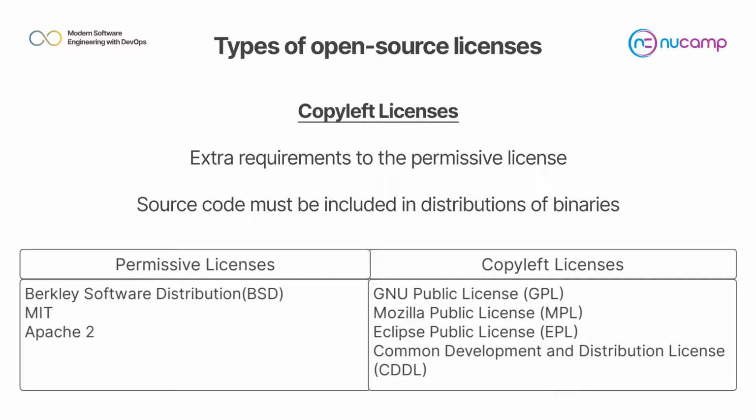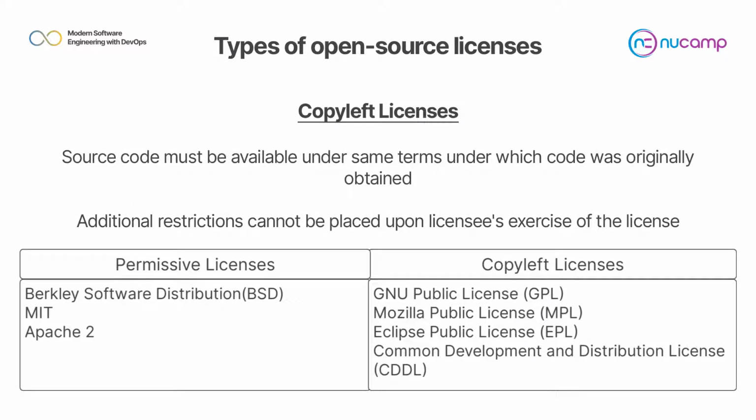Copyleft licenses add extra requirements to the permissive license. For example, source code must be included in distributions of binaries. Source code must be available under the same terms under which you receive the code. Additional restrictions cannot be placed upon a licensee's exercise of the license. Some examples of copyleft licenses include the GNU Public License, or GPL, the Mozilla Public License, or MPL, and others listed here.